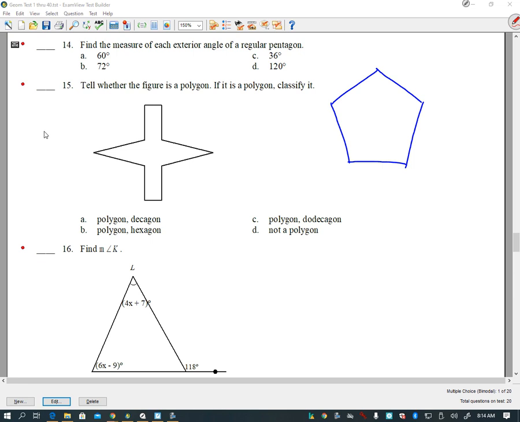But when we're talking about exterior angles, we're talking about something that's going to look like these green angles. Okay? Do you understand maybe a little bit more now about what an exterior angle is? Okay? So if it's a regular pentagon, that means that all of these angles should be the same size.